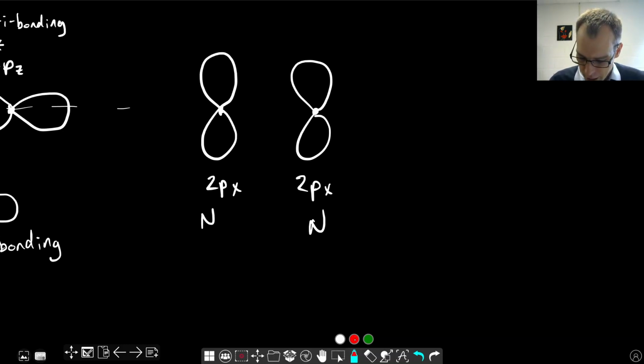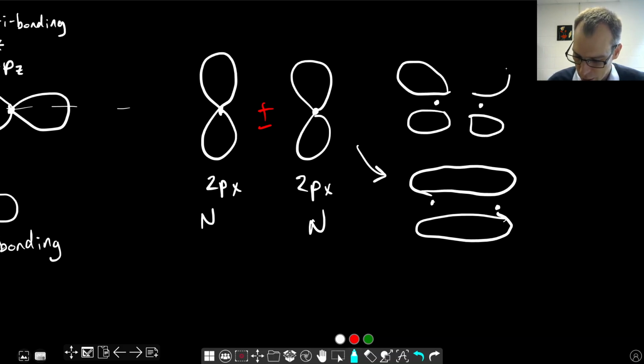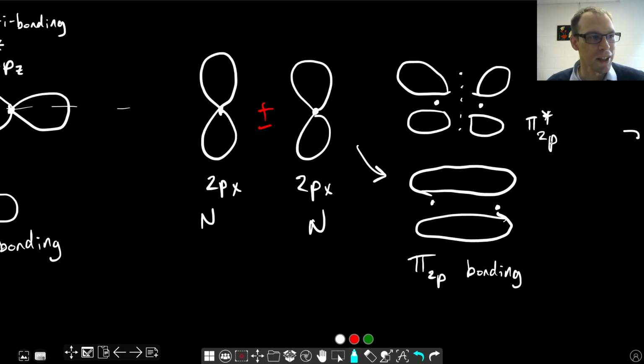Well, we can again add and subtract these according to the rules of quantum mechanics, and we'll get one orbital where these combine in phase, because they're waves. So they can combine in phase or out of phase. Don't worry about that if that doesn't make sense. Or they can combine like this, where we get a node in the middle. So this is what we call a pi 2p. This is a bonding orbital, and this is a pi star 2p orbital. This is an anti-bonding orbital.